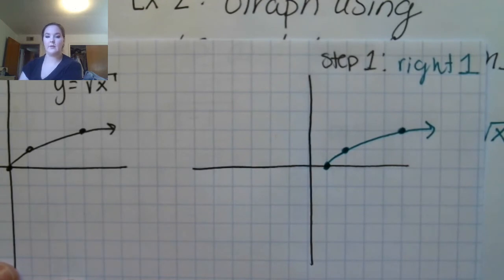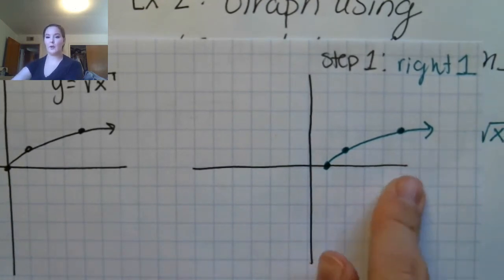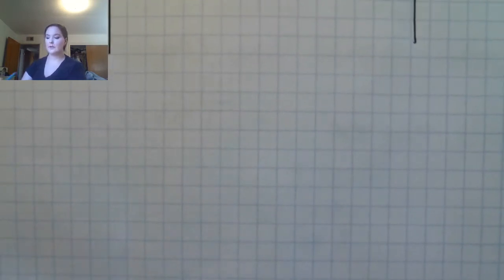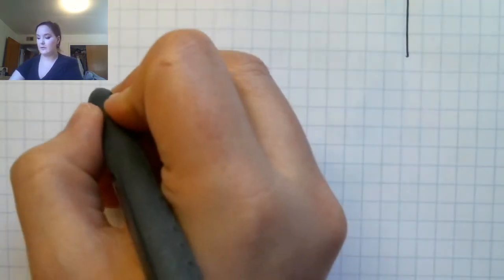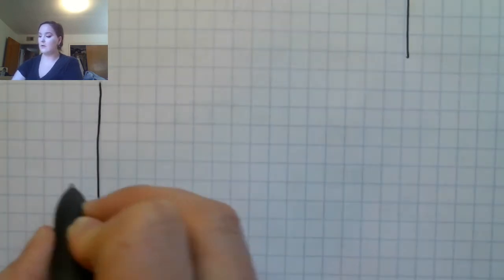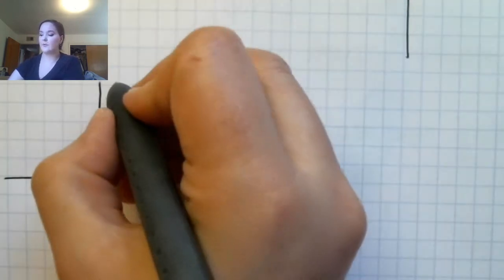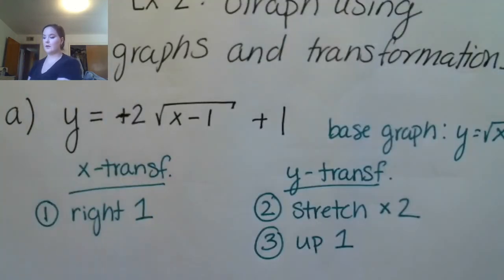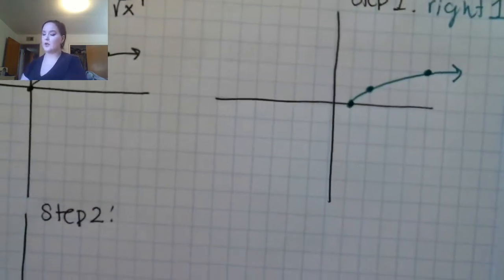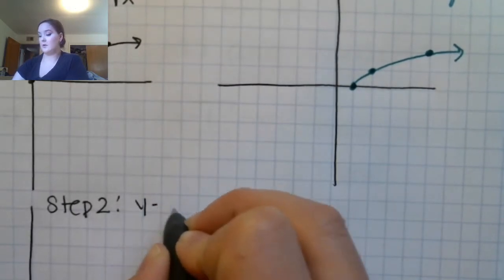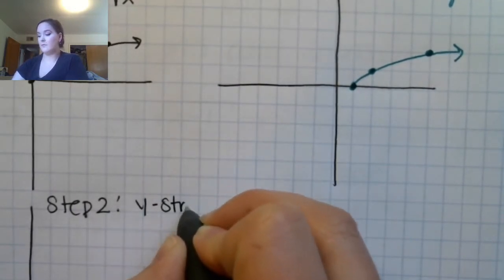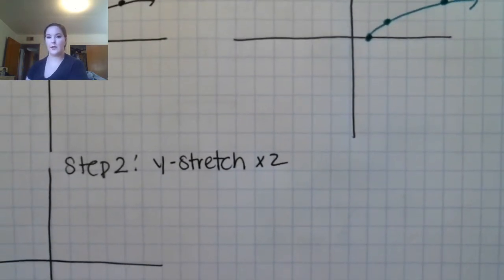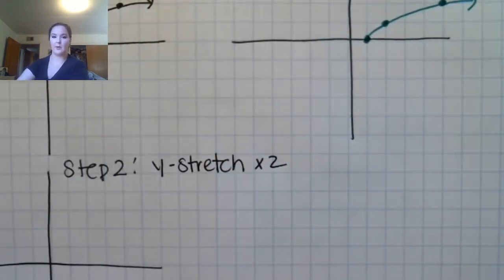There we go. Okay, so our first step, move the graph right 1. Okay. So now let's look at step 2, or the second transformation, which we said was going to be stretch the y coordinates by 2.